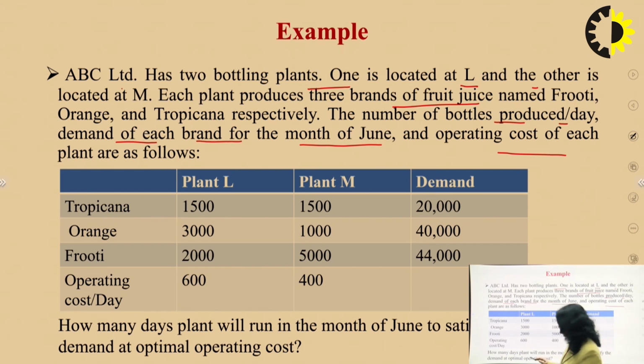Now they are asking how many days each plant will run in the month of June to satisfy the demand at optimal operating cost. Means we want to minimize our cost, so it is a problem of minimization. So this is the descriptive statement which is given to us. So first step will be to formulate this problem, means we will convert the descriptive statement into the mathematical format.